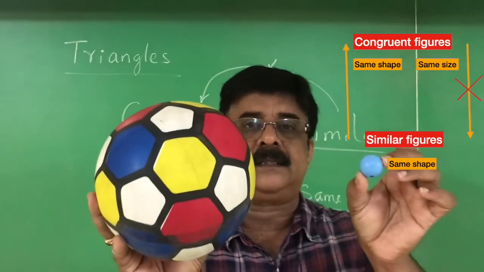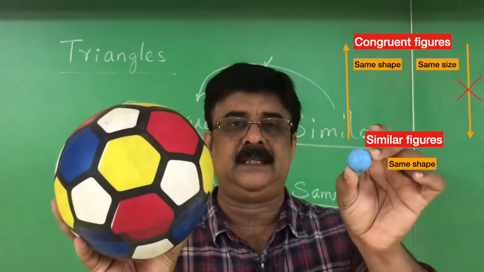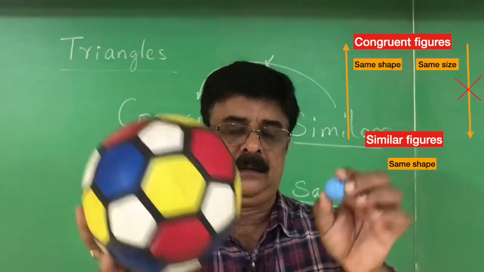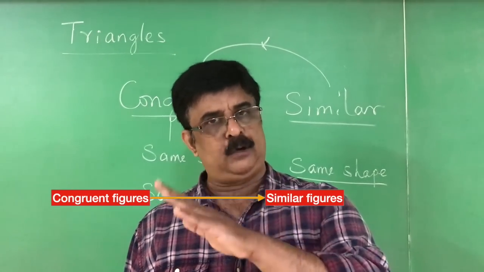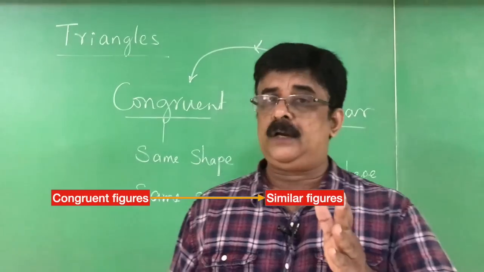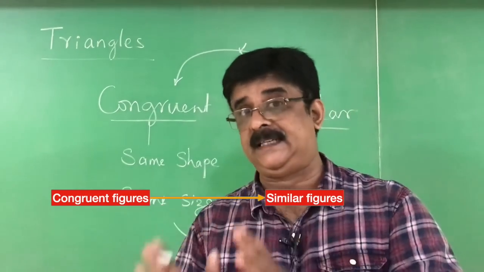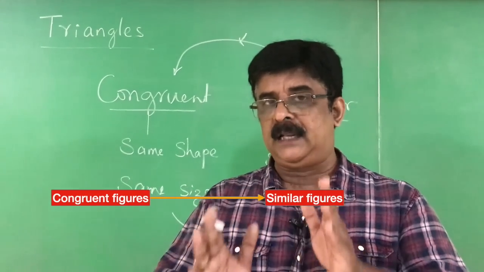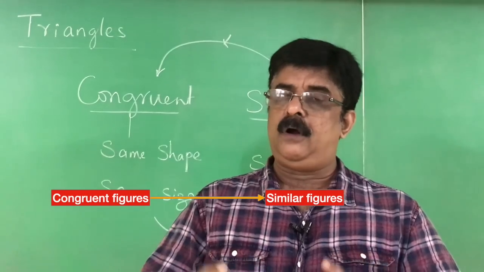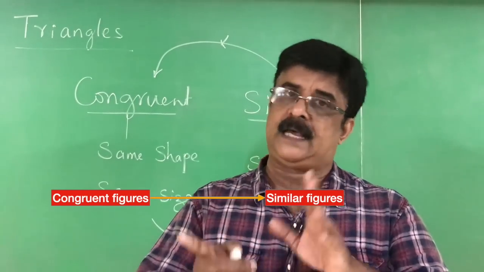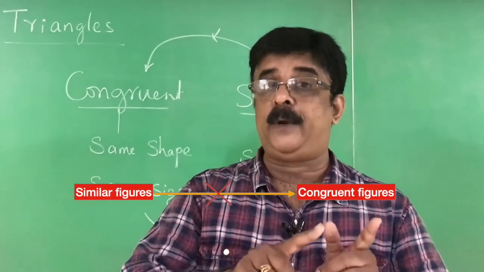These two are similar, but they are not congruent. Why? Because this is bigger, this is smaller. Let me clarify that. Geometrical figures are either congruent or similar. Congruent figures are geometrical figures having the same shape and same size, whereas similar figures are geometrical figures of the same shape. Therefore, all congruent figures are always similar, but similar figures are not always congruent.